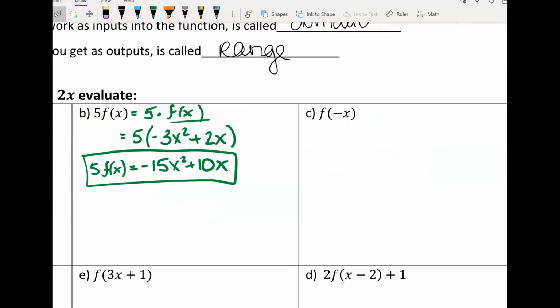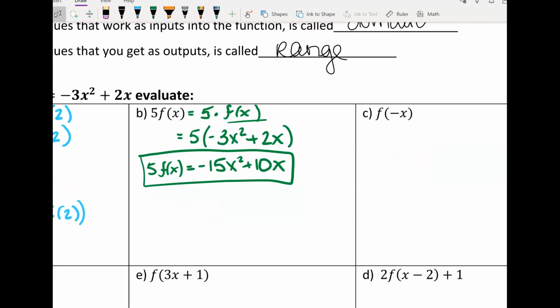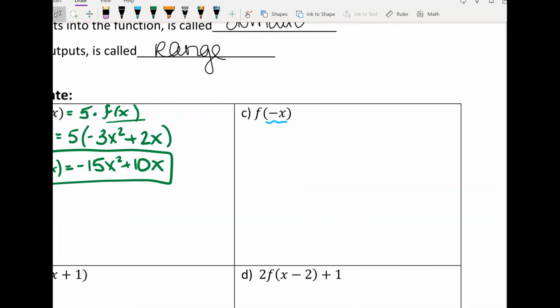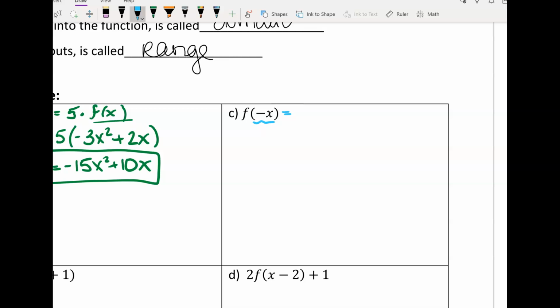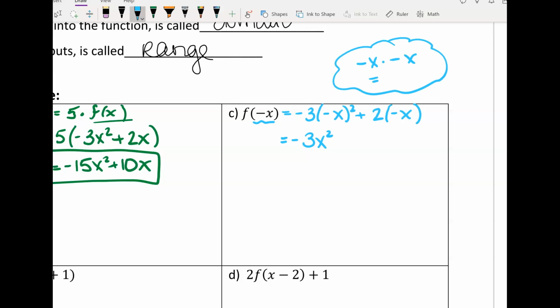Nice. Okay, f of negative x. Same thing we've been doing. This is still a substitution. So we're going to substitute that in for every x value. Negative 3 times a negative x quantity squared plus 2 times a negative x. Order of operations, if I have a negative x squared, that means I have negative x times negative x, which is just a positive x squared. Think of it this way, negative x times negative x. The negatives give us a positive. x times x gives us x squared.